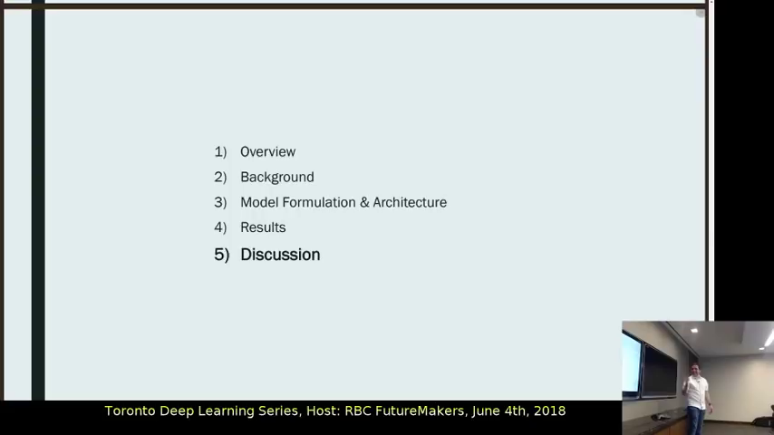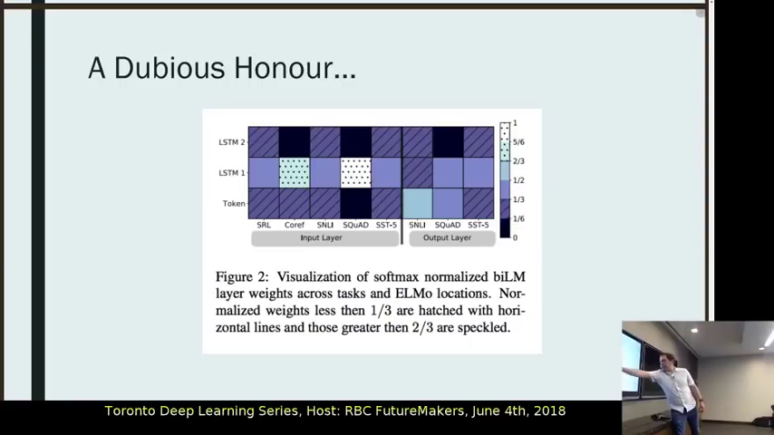So wait, what does S mean for input layer and output layer? For these five tasks, SRL, COREF, SNLI, SQuAD, and SST-5, the only place that a linguistic representation is present in the model is at the input. For these three tasks here, SNLI, SQuAD, and SST-5, these actually have an output language layer as well. So it's not just a yes-no prediction task, etc. They're predicting some aspect of language at output time, and this is the application of those embeddings not only to the input but also to the target output of the model.